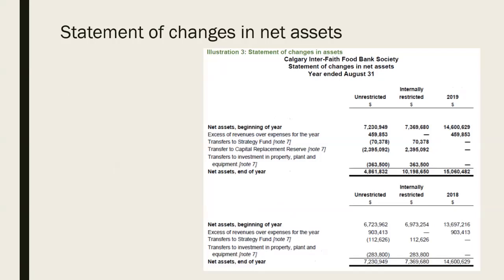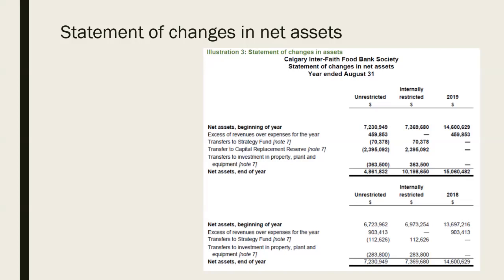The third statement is a statement of changes in net assets, which is similar to the statement of changes in equity, except that for a not-for-profit organization, there is no concept of equity. So instead, we use the more generic caption net assets. Notice here that the Calgary Food Bank Society had its net assets bifurcated into unrestricted and internally restricted net assets.